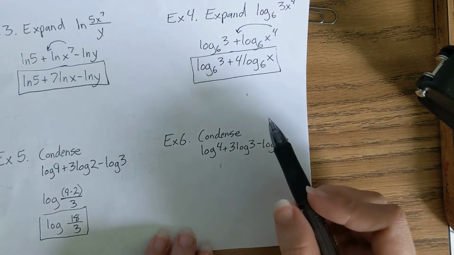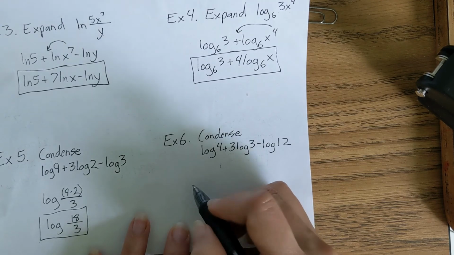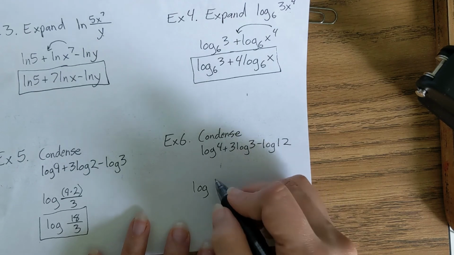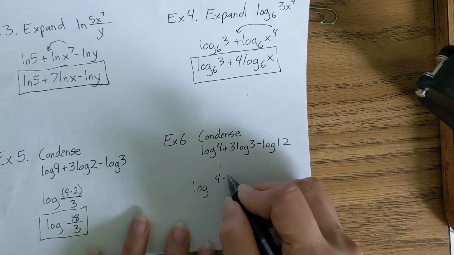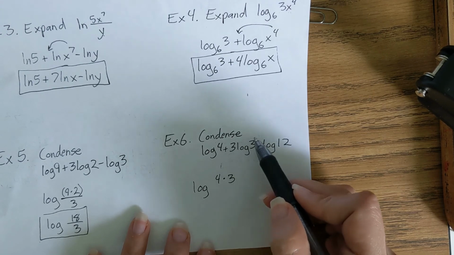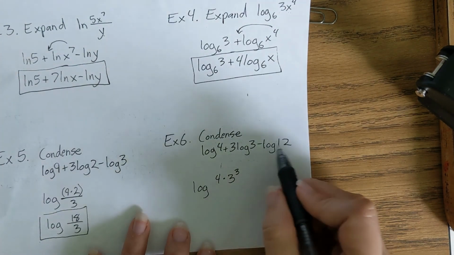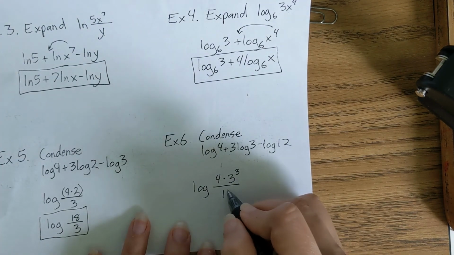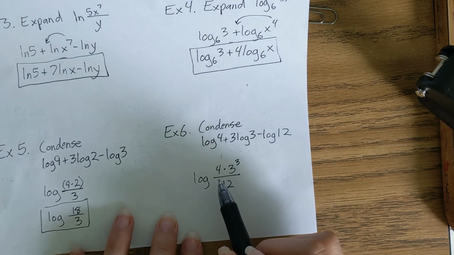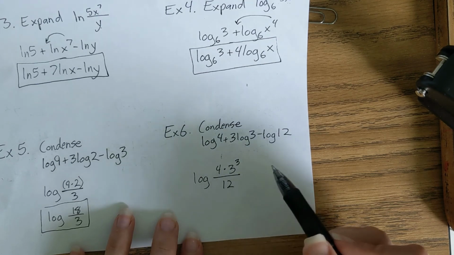Okay, so let's see if you did this correctly. So I got multiplication going on here. I'm going to write log once, and then I got the 4 multiplying to the 3. But also note that there's a 3 in front of the log. That means that this 3 is a power. So this is 3 cubed. And then I'm going to be dividing by 12 because I'm subtracting 12. So then I'm just going to go ahead and simplify this down.